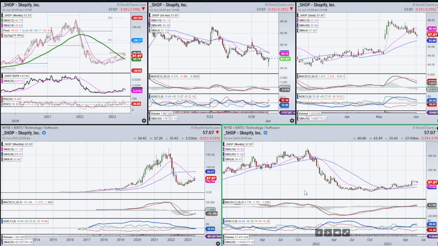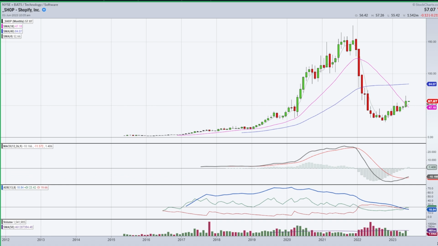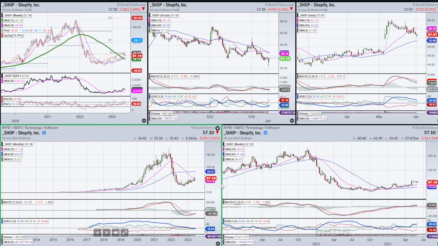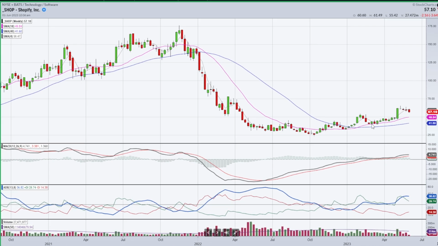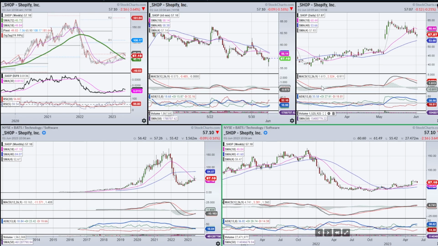Okay, Shopify. So same pattern repeating over and over again. Look at the monthly chart. Do you see how we're crossing a declining 18-month line? So what does that mean? It doesn't mean that we can't get through and have a move. What it means to me is that it's a trading move. It's not the start of a major trend yet. But we can play this off the weekly and play this for a move up.